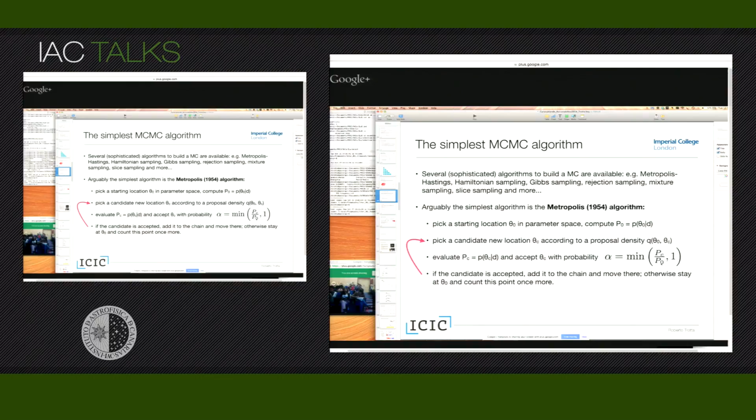You not only crawl upwards into the posterior, you also go downwards sometimes to move around in an appropriate random fashion. If the candidate point is accepted according to this criterion, then you add it to the chain and move there, and you loop back. If the candidate point is not accepted, then you count the current point once more, and you stay there, and you try again. So that's the Metropolis algorithm in a nutshell. Very quick, because I know that you've already seen it, so I'm not going through more details. Hopefully this just reminds you of things that you already know.